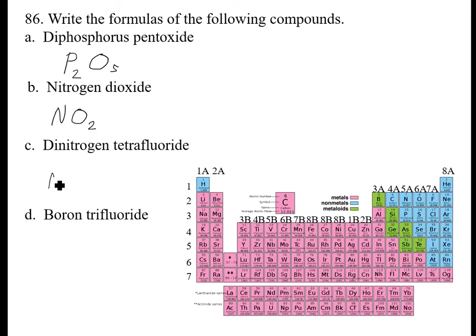Dinitrogen, so N2. Tetrafluoride, so F4. And boron with no prefix, so therefore it's just a B. And tri is 3, and fluoride is F.